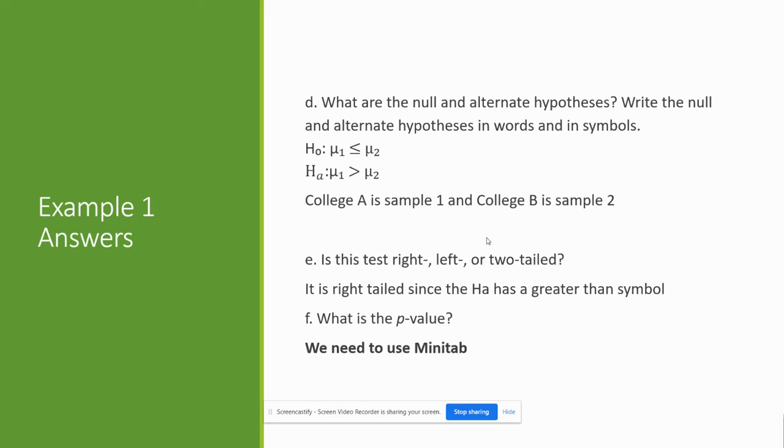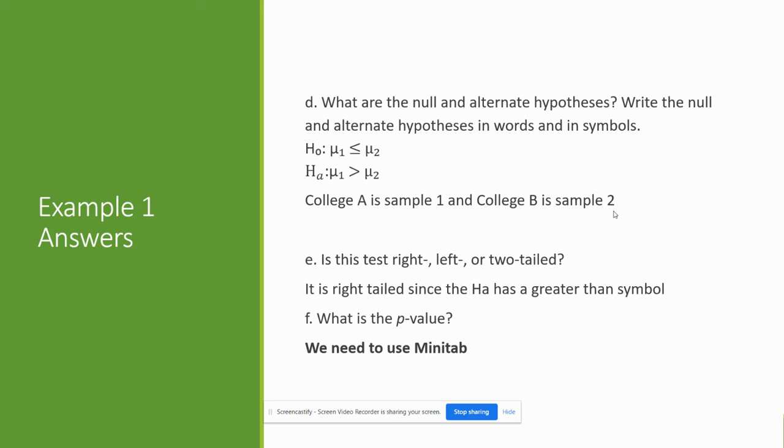Okay, remember it said that they believe that College A has more math classes than College B. For this one, I'm using College A as sample 1 and College B as sample 2. Why? Because remember I told you, when a sample is definitely being talked about, let that be your first sample. So that's what I did with College A. My null hypothesis is the mean number of math courses for College A is less than or equal to the average math courses taken by College B students. What's the alternative? The average number of math courses taken by College A is greater than the average number of math classes taken at College B. Is this a right-tailed, left-tailed, or two-tailed? This is right-tailed since the alternative has a greater than symbol.